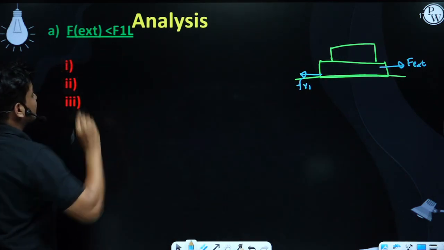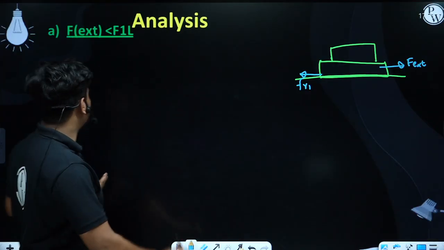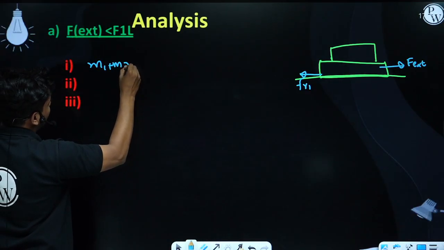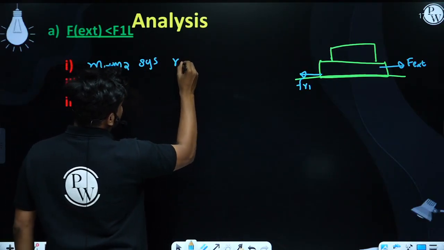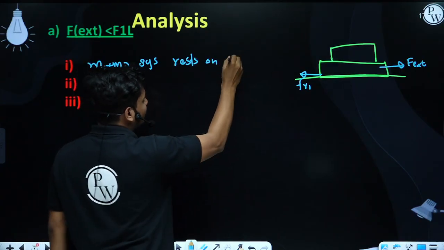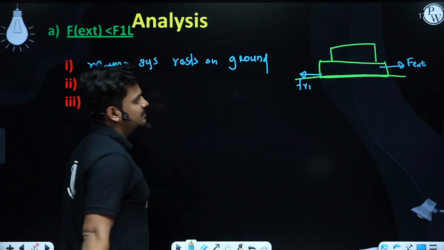That means if F external is less than F1L, at that time what happens? We know our M1 plus M2 system rests on the ground. The first point. Then what is the second point?